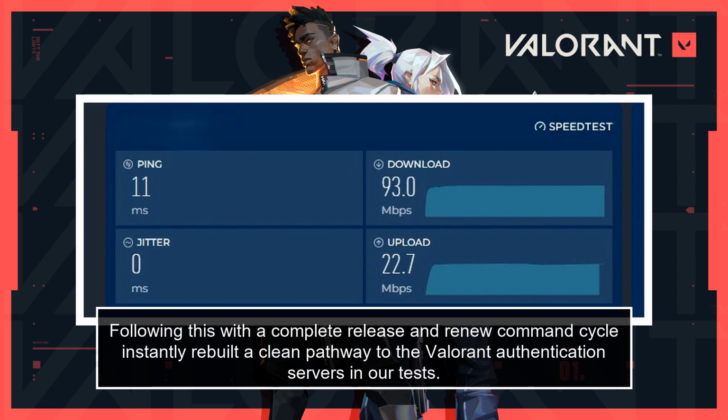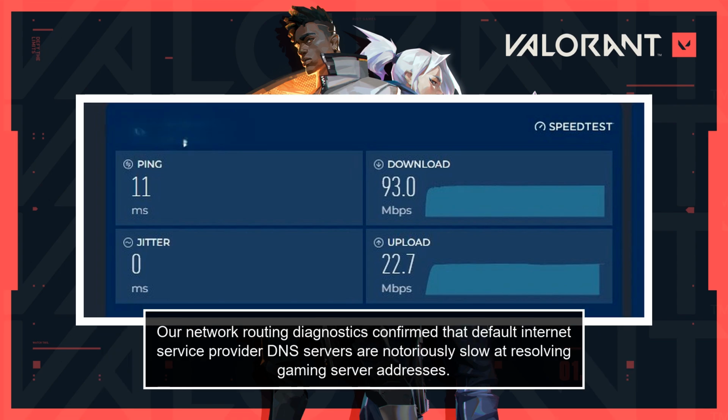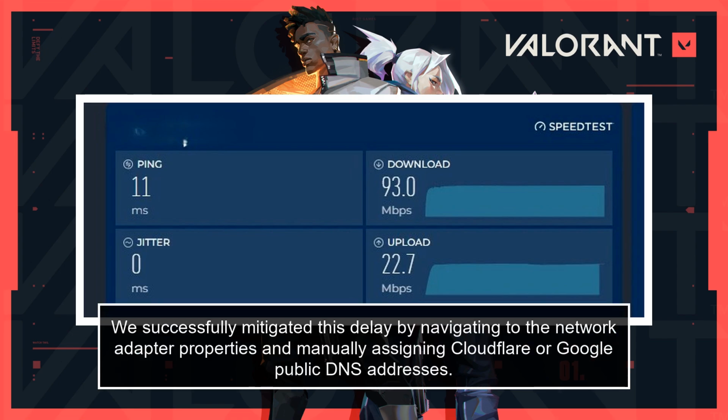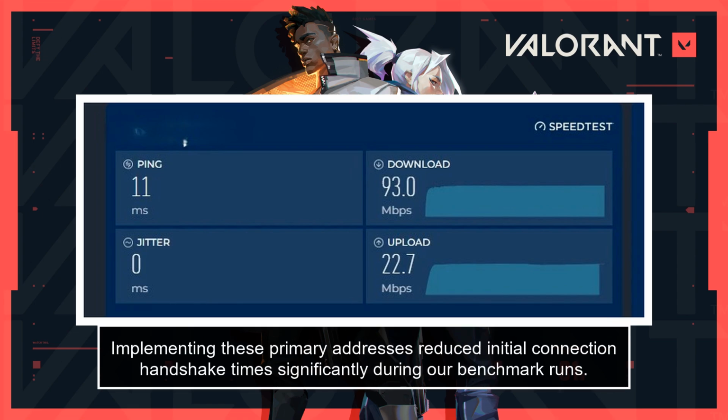in our tests. Our network routing diagnostics confirmed that default internet service provider DNS servers are notoriously slow at resolving gaming server addresses. We successfully mitigated this delay by navigating to the network adapter properties and manually assigning Cloudflare or Google public DNS addresses. Implementing these primary addresses reduced initial connection handshake times significantly during our benchmark runs.